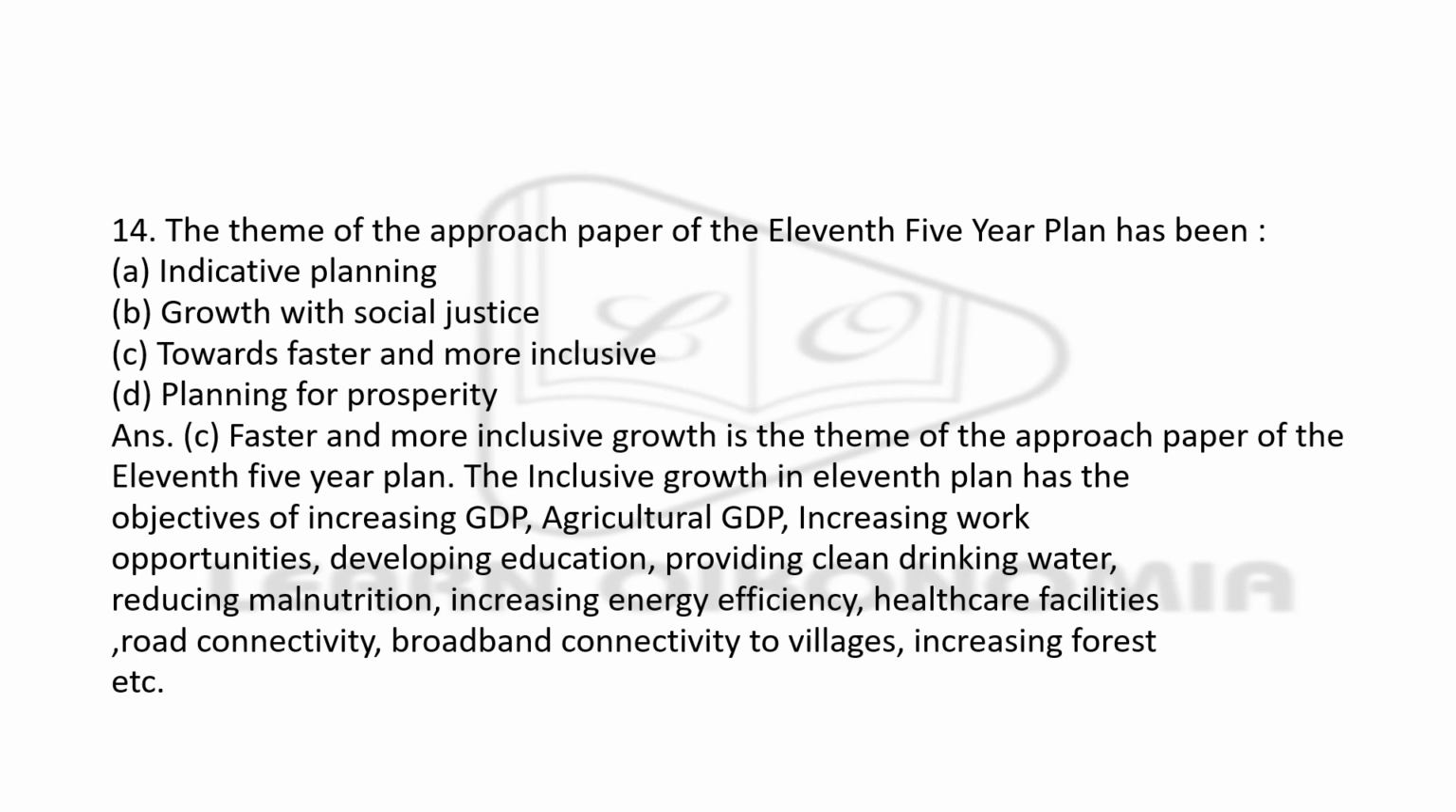This is what I've told you. You have to be very clear regarding the objectives of all the 5-year plans. You have to be very clear about the assessment of all the 5-year plans, what is targeted, what is achieved, all these kinds of things, because you can expect questions from the area of planning. That's why I'm telling you to be very clear. So the right answer here is option C, that is faster and inclusive development or growth.